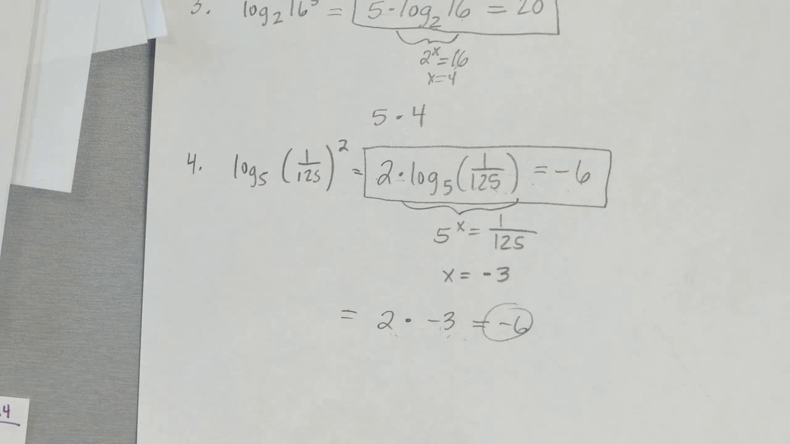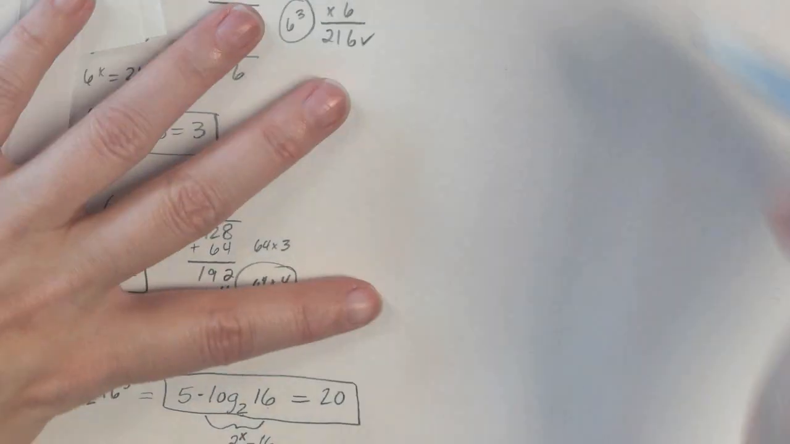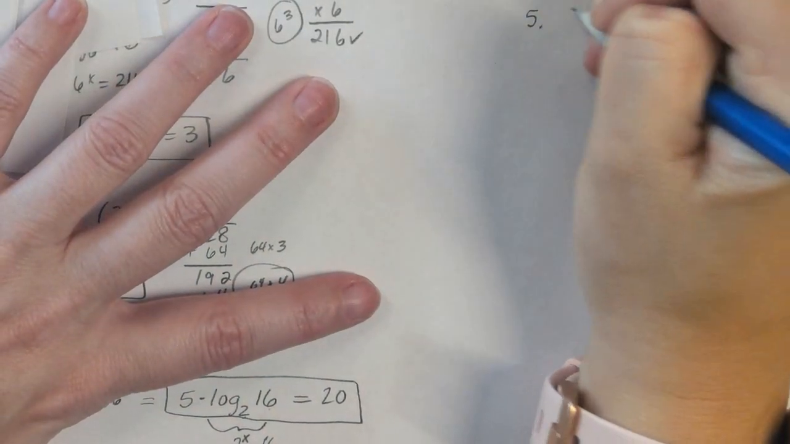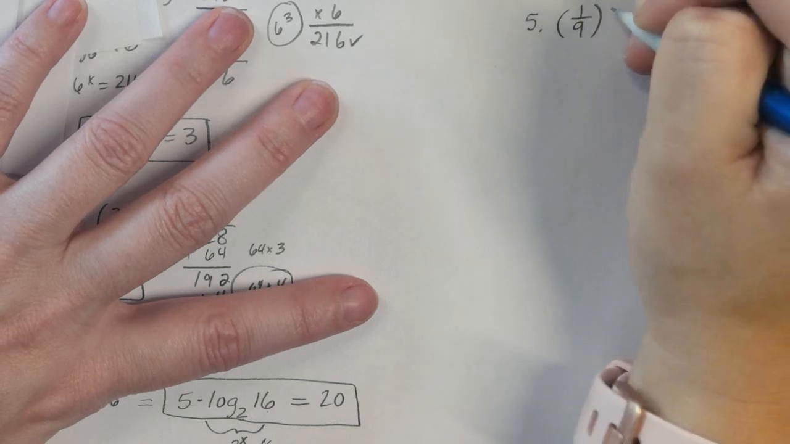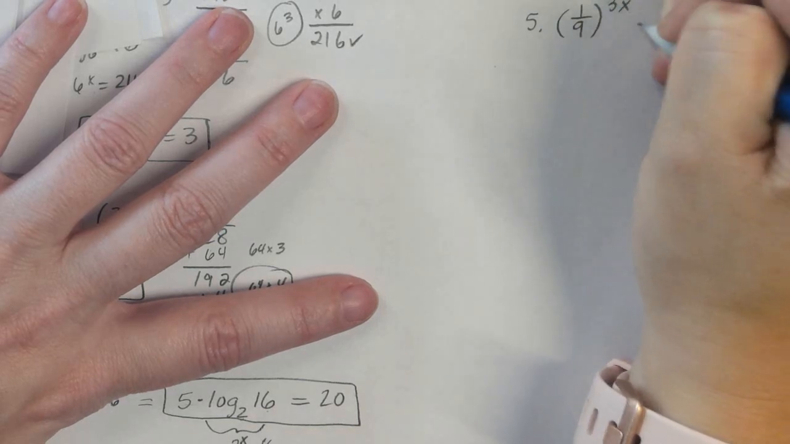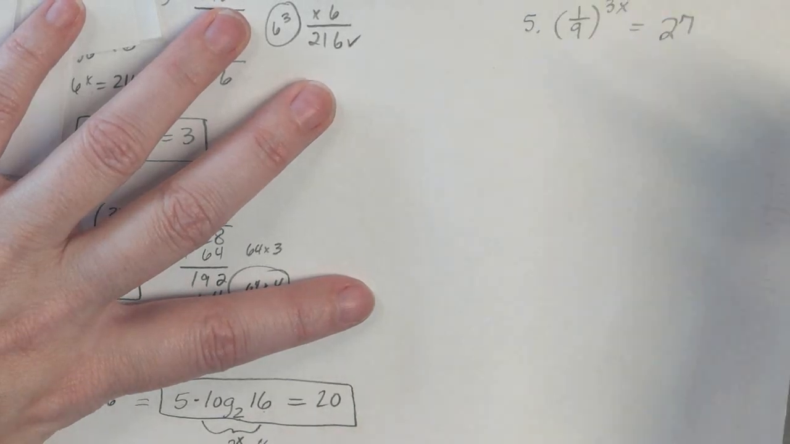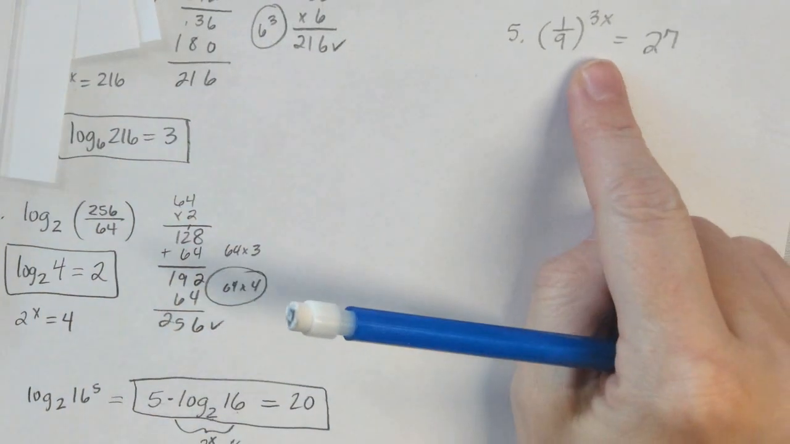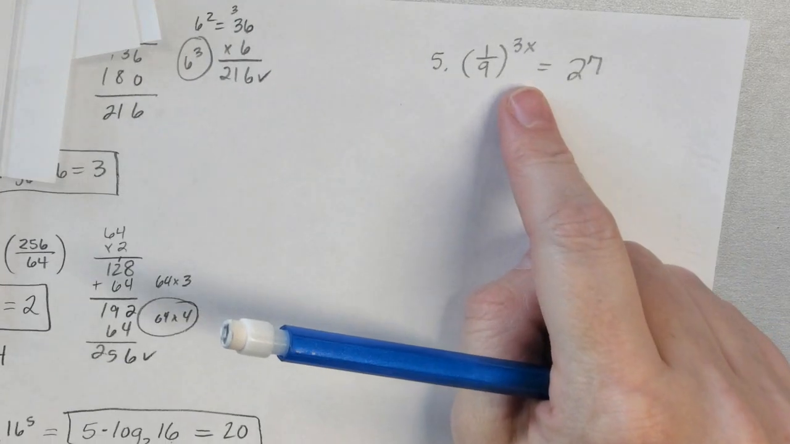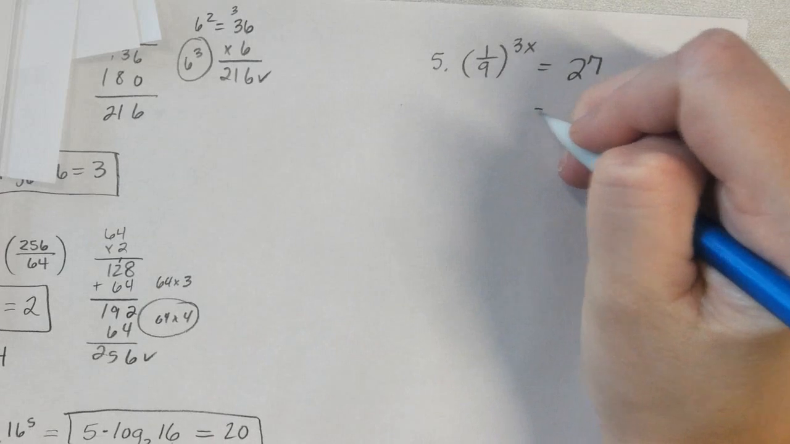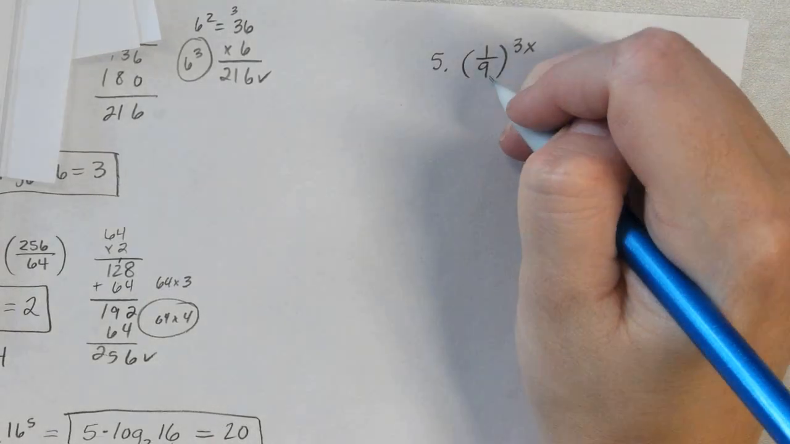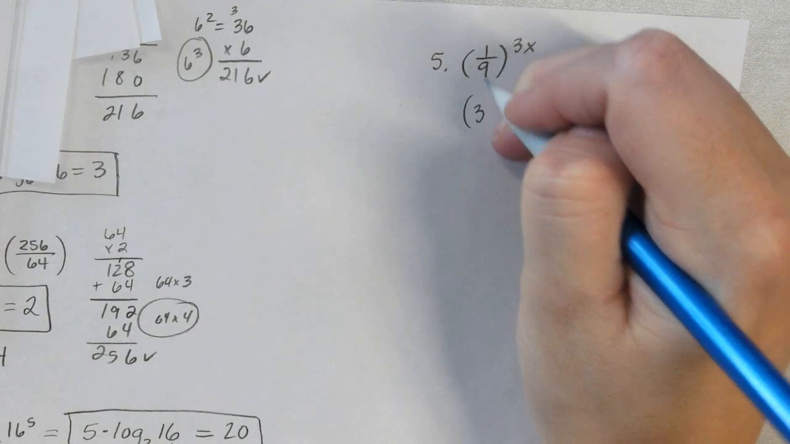Okay, and then 5 and 6 you had to solve. So if you're doing that without a calculator, the only thing that you have is to rewrite with the same base. So you have 1/9 to the 3x equals 27. Is this one pretty clear to see what your base is going to be? Yeah, 3. So 3 cubed is 27, and then 3 to what power is 1/9?